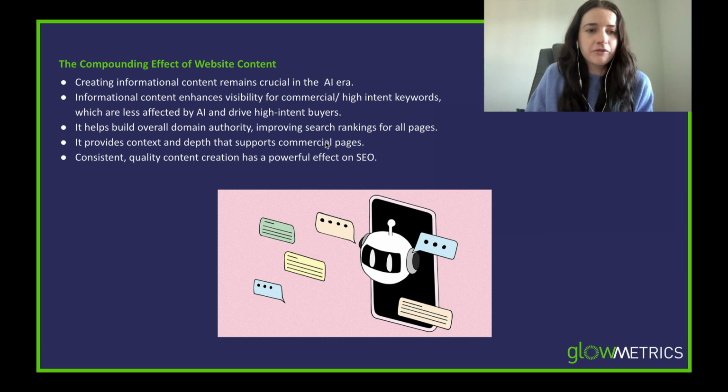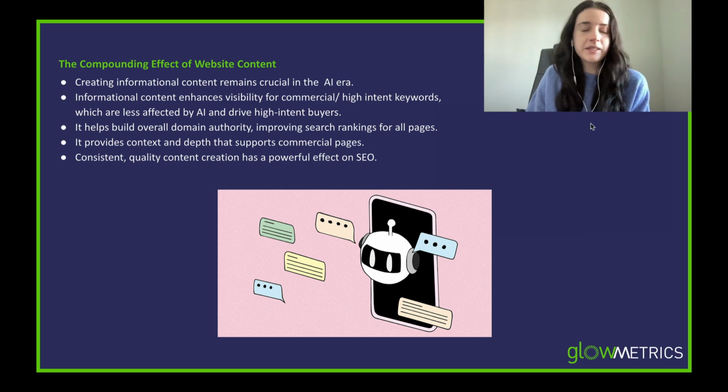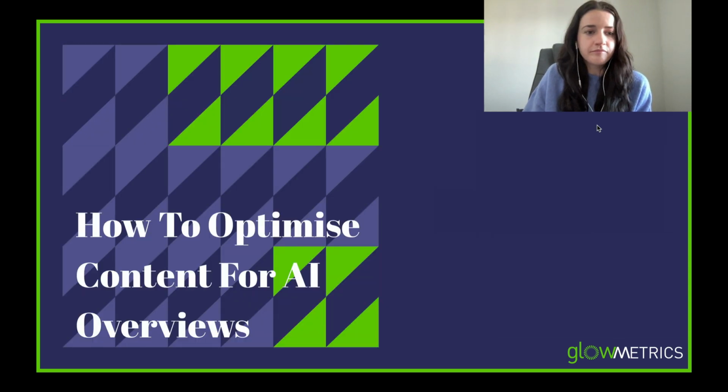It helps to build overall domain authority and improving search rankings for all pages, and it provides context and depth that supports commercial pages. And again, consistent quality content creation has a powerful effect on SEO. That's always going to be really, really crucial. AI overview or not, content is king, and I think will just remain that way, especially in this AI era.